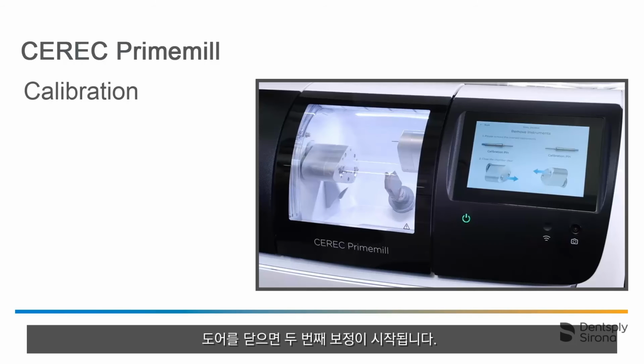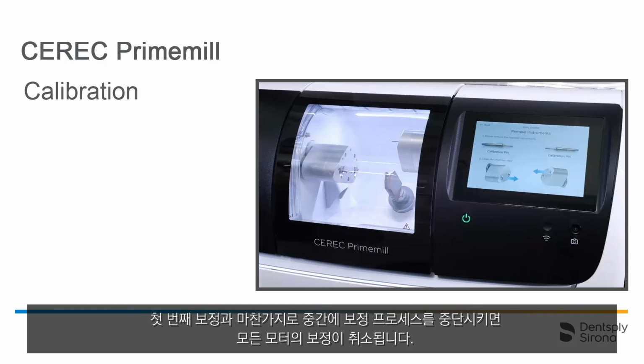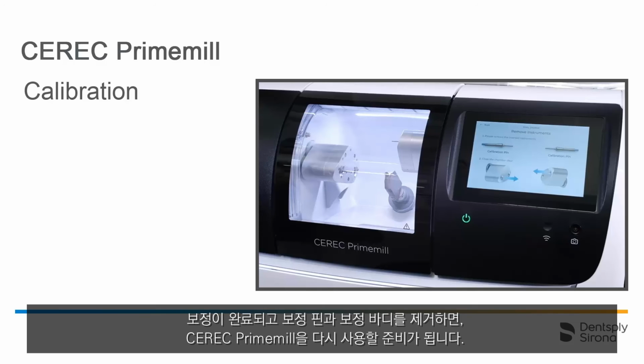After the switch has taken place and the door has been closed, the second calibration process starts automatically. Just like with the first one, this calibration process should not be interrupted, since otherwise both calibrations will be discarded. When done, remove the calibration pins and the calibration body, and your CEREC Primemill will be ready for use again.